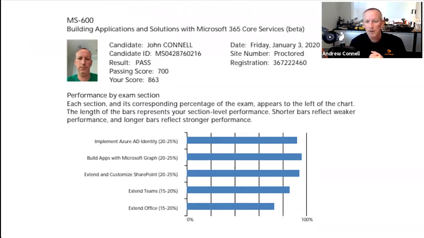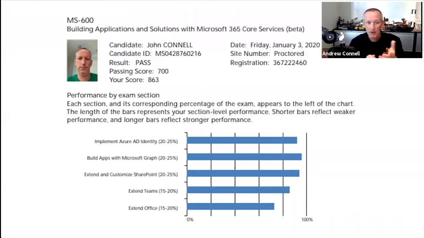And this is showing I passed the exam. So I am Microsoft 365 Certified Developer Associate. I'll explain what that means in a minute. But I wanted to show you, so you know you can trust me and where I am, being completely transparent: where did I do well, where did I not do as well?